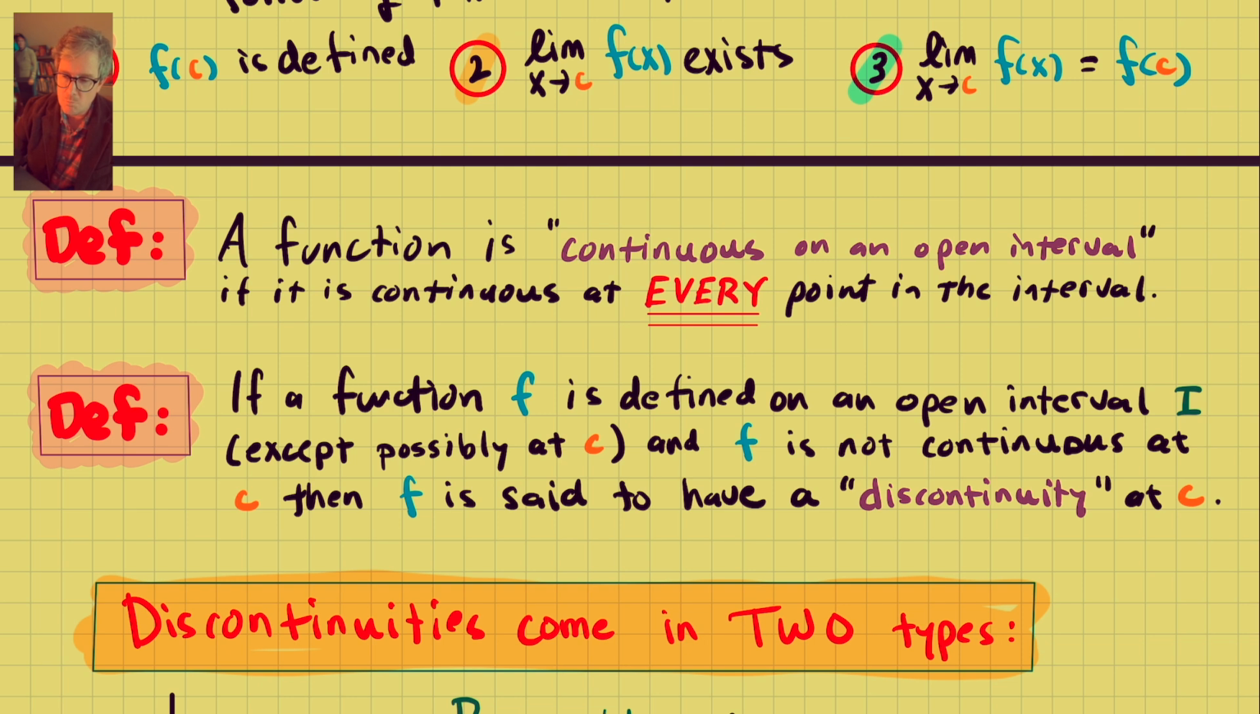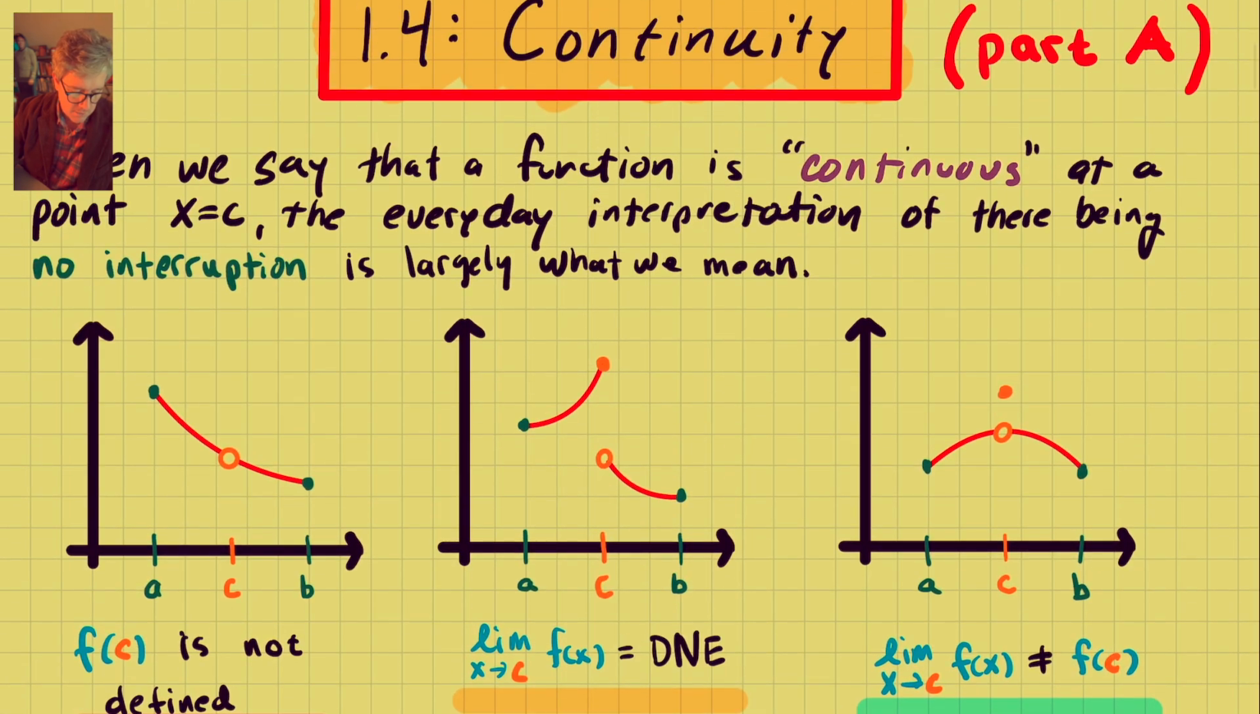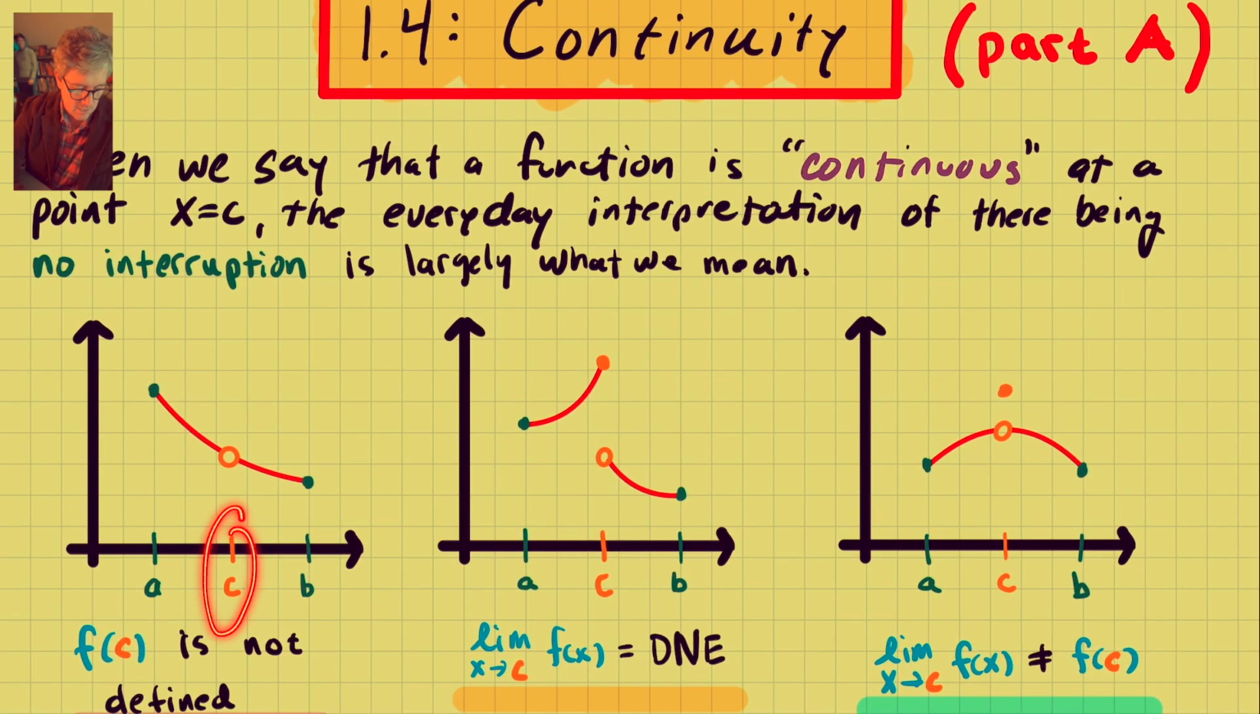Now, what happens when we don't have continuity? What do we call these points where the function isn't continuous? That's the next definition. If a function f is defined on an open interval I, except possibly at c, and f is not continuous at c, then f is said to have a discontinuity at c. I've used that term already. Anywhere a function isn't continuous, we say those are discontinuities. Jumping back up to our pictures, in each of these cases, c represents a discontinuity.